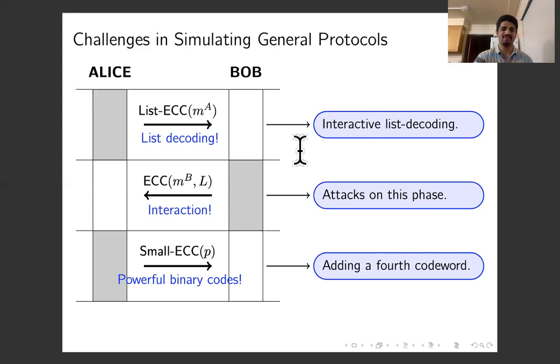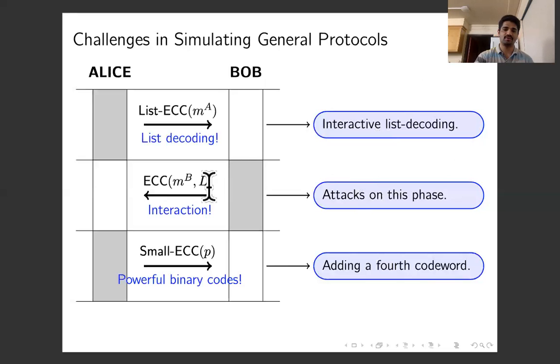overall, the structure is that we build on the same sketch on message exchange. We replace the list decoding with the interactive list decoding. This causes a problem in the second phase where the adversary can now attack this. But we rectify this problem by using the fourth code word that we didn't use for message exchange and ensuring that whenever this attack happens, the first phase itself is sufficient for Bob to output the correct answer.